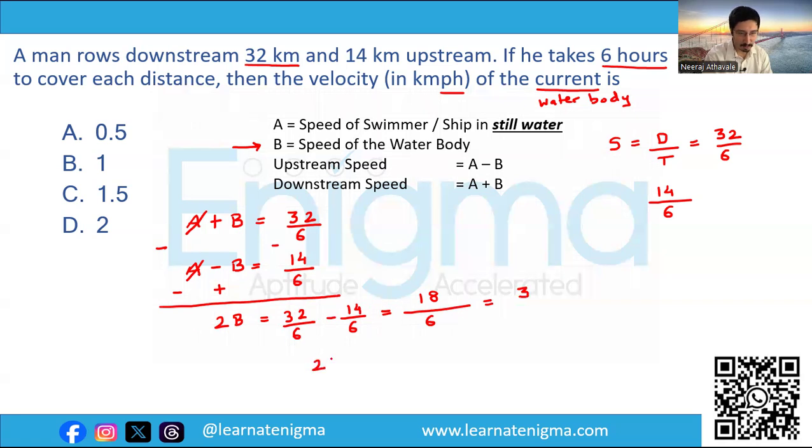So we have 2B is equal to 3. So therefore, B is equal to 3 by 2 or 1.5. So this is our answer, option C.